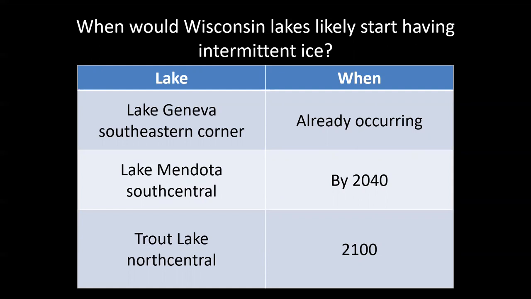And so it's got to lose more heat before it can freeze. And I think there's only been 3 years when it didn't freeze completely at this date. For Lake Mendota, it's frozen every year. And our calculations suggest that that'll not begin to be intermittent until somewhere in the realm of 2040, mid-century. For Trout Lake, our calculations suggest that we will still have ice every winter. Next slide.